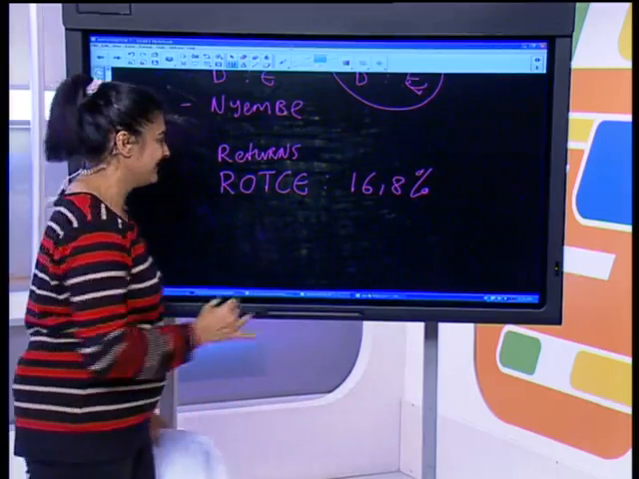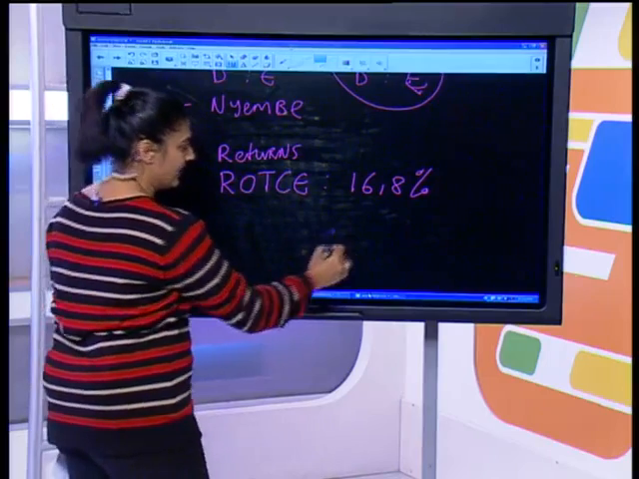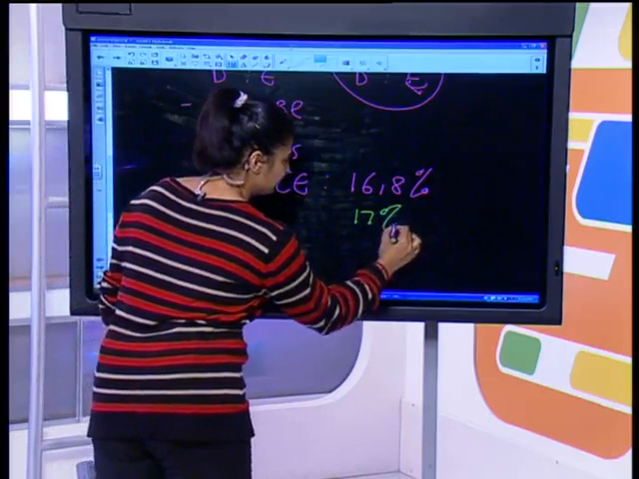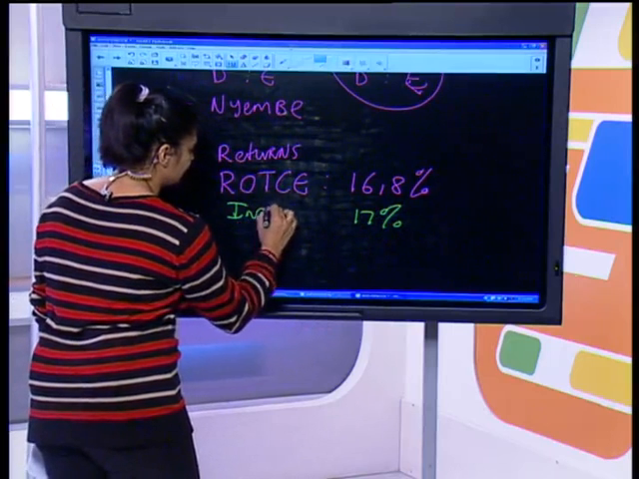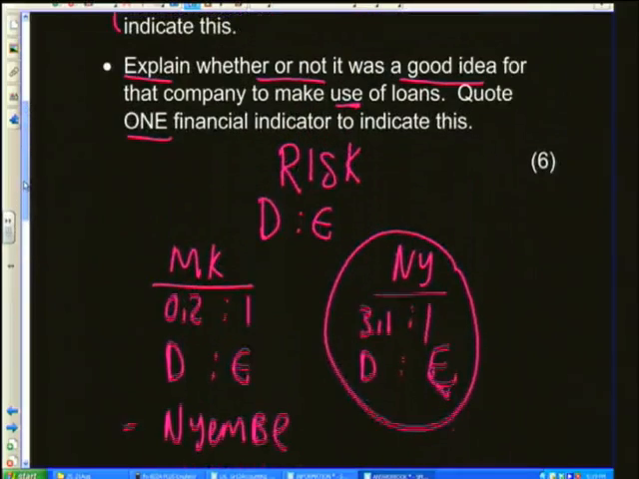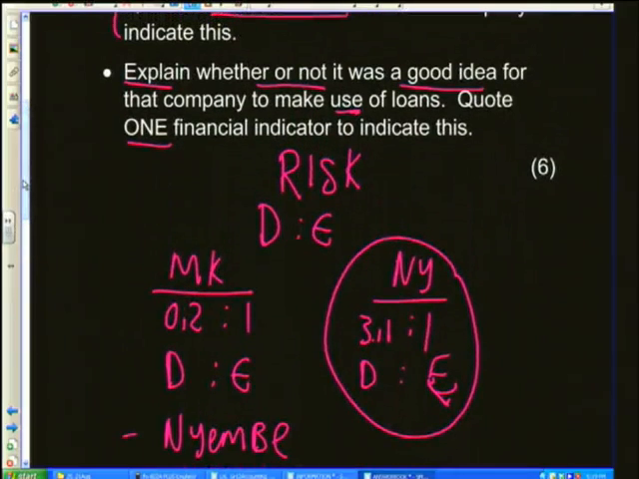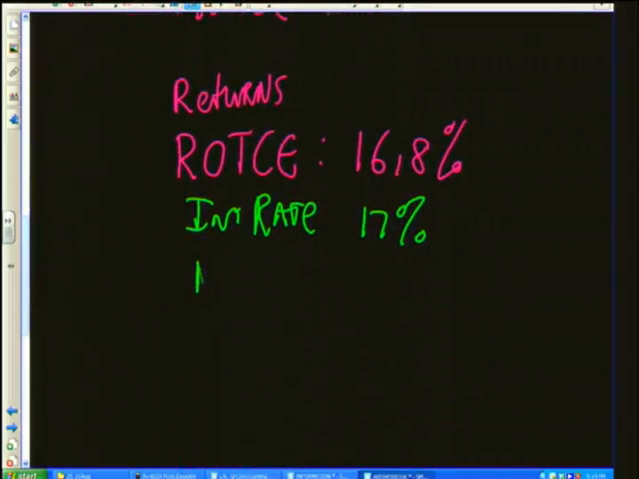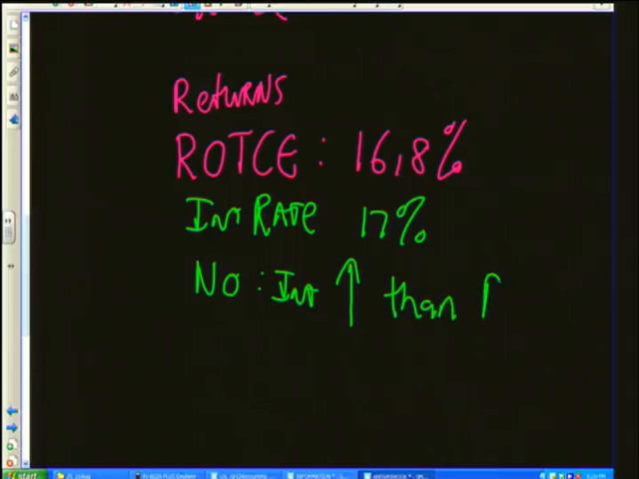Right, so guys, in this particular answer, I'm comparing it to my 17%, which is the interest rate. And again, going back to the question, explain whether it was a good idea or not. Definitely not a good idea. Okay, and your reason: your interest paid is much higher than your return on total capital employed.